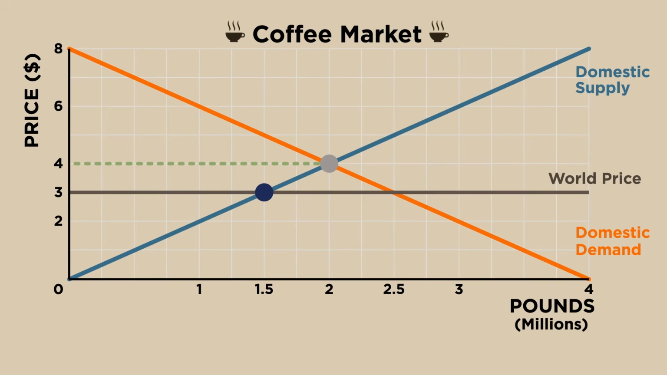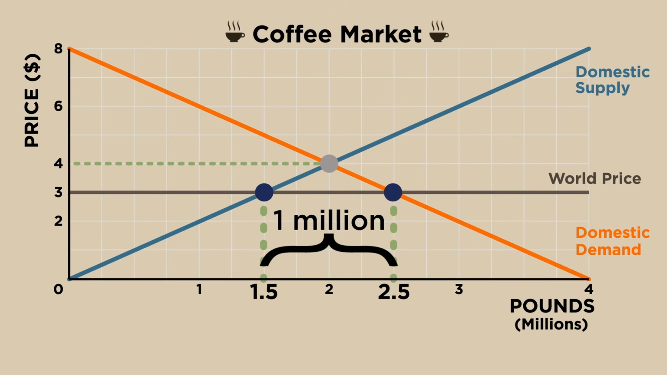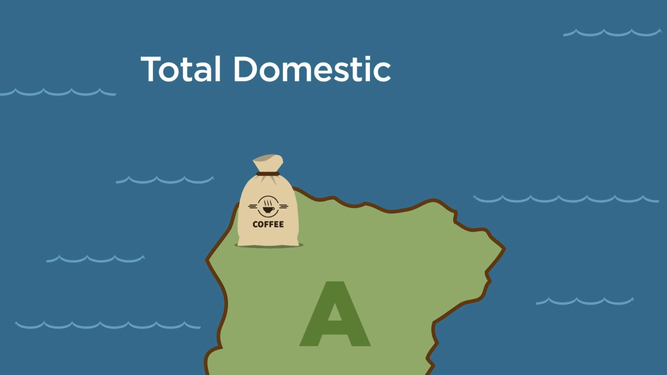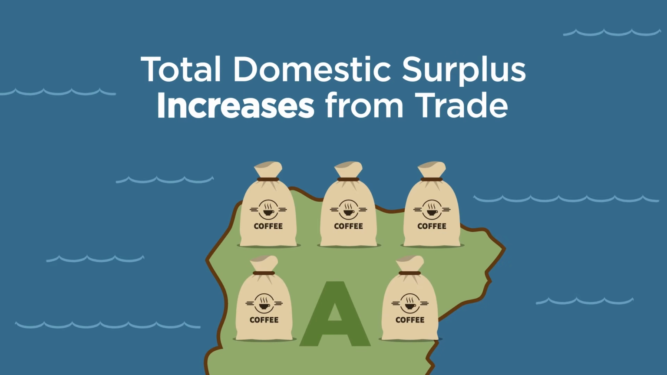So if domestic coffee sellers are only selling 1.5 million pounds of coffee, but domestic buyers are buying 2.5 million pounds of coffee, where is this extra million pounds of coffee coming from? Sellers from other countries are making up the difference. An additional 1 million pounds of coffee were imported into country A. Total domestic surplus increases from trade.